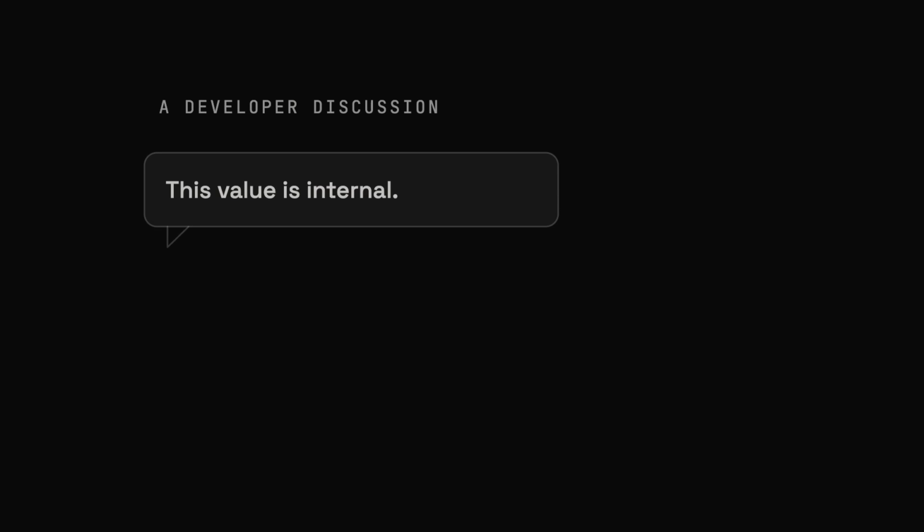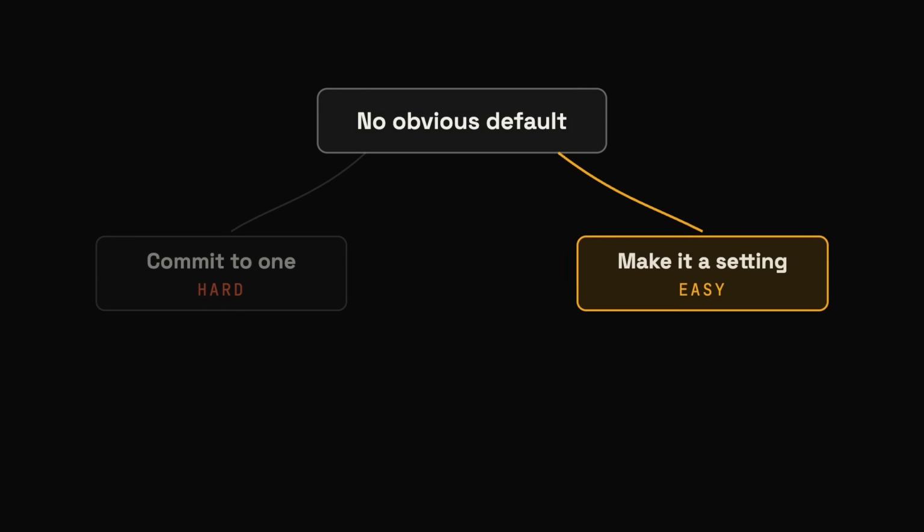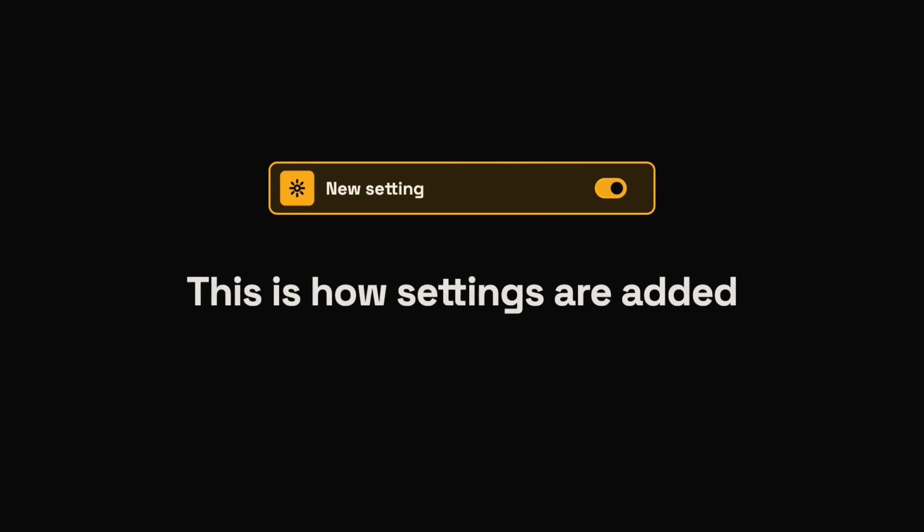The paper also quotes a developer discussion about whether to expose an internal value. And in that discussion, the developers were not sure what a good choice would be. So the suggestion was to make it configurable, which is simply an easier thing to do. This is how settings are added.